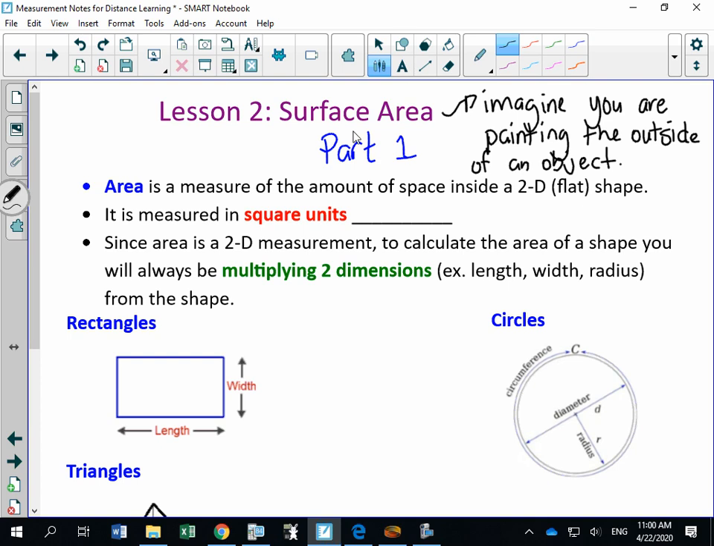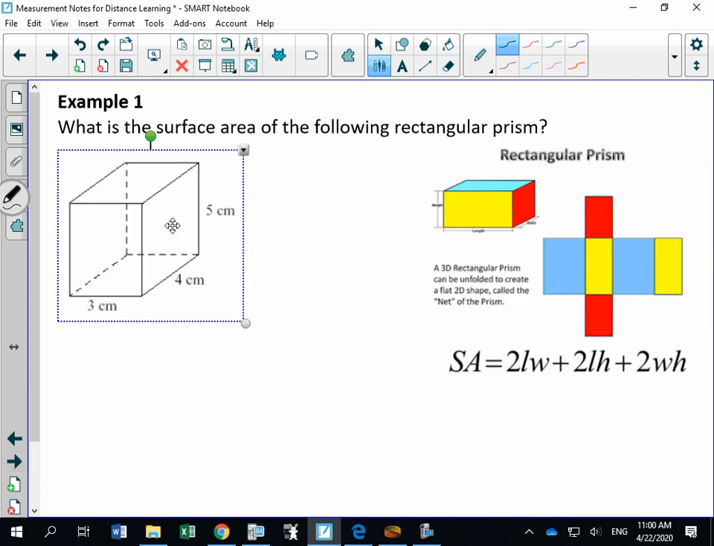Okay, to start with surface area, when I say what is the surface area of an object, and let's say I gave you this object here, and I say, okay, I want you to calculate the surface area. What I always tell students to imagine is that you're painting the object, and your paint only touches the outside of a three-dimensional shape.